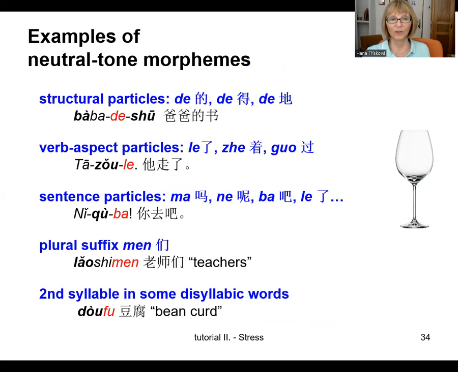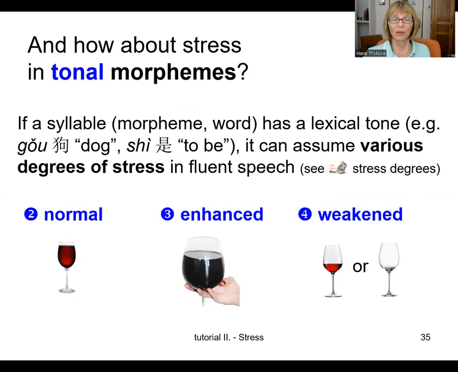Then 3 verb aspect particles 了, 着 and 过, 他走了. Sentence particles such as 么, 呢, 吧, 了, and so on. 你去吧. Then plural suffix 们, 老师们. And finally, second syllable in some dissyllabic words. For instance, 豆腐, 爸爸, 孩子. Okay, so this was the very simple case, totally stressless neutral tone syllables.